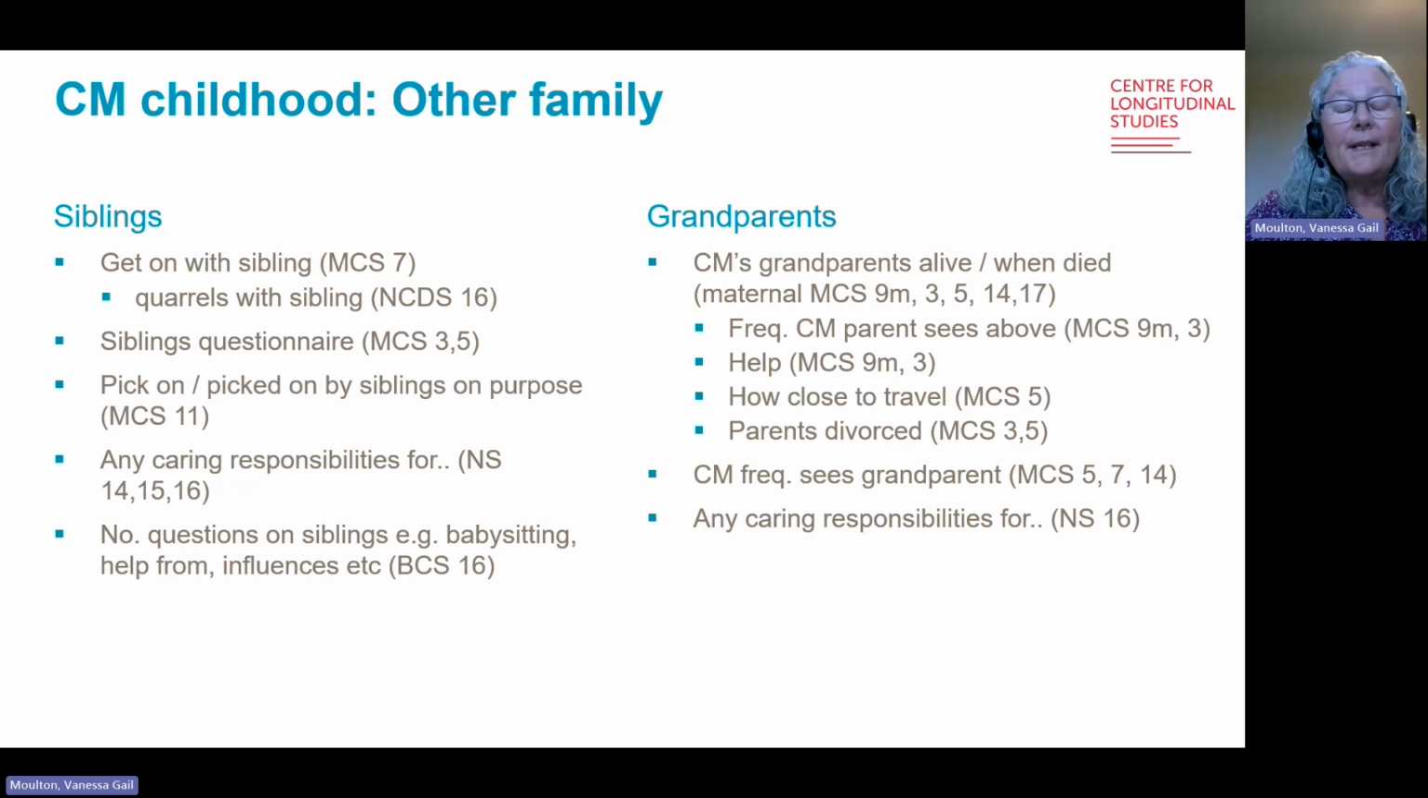Also in the Millennium Cohort Study, there's grandparent information on whether they're alive, frequency of seeing their grandparents, whether the grandparents help look after the cohort member and whether they live close by, for example.